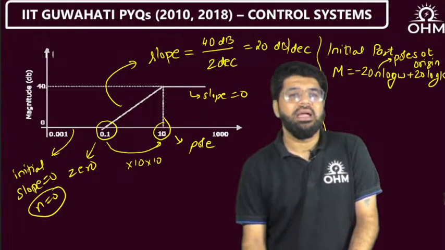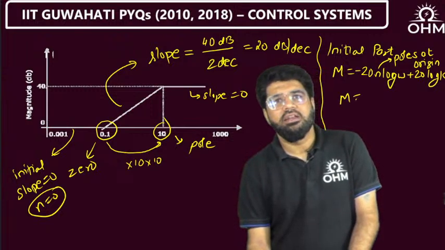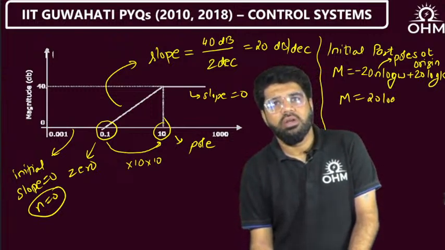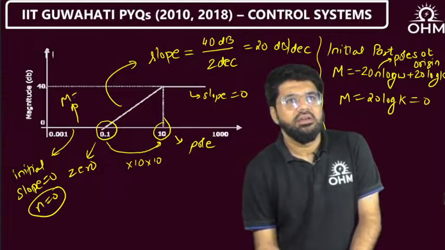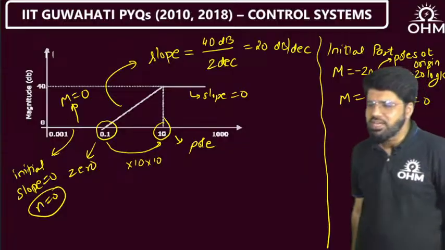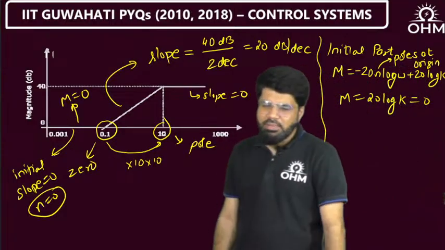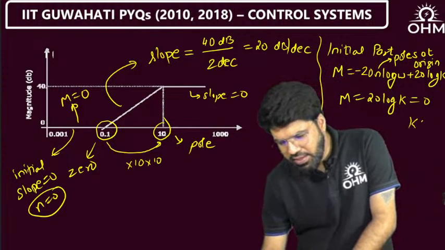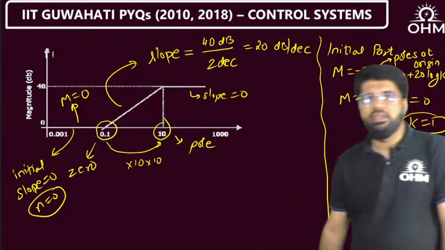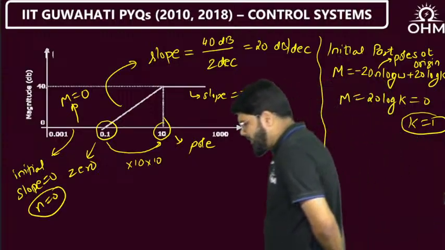So the initial magnitude should only be written as 20 log k, and that is also 0. What is the initial magnitude? You see here, initial magnitude is 0, it's on the x-axis. So if you write the initial magnitude as 0, that means 20 log k is 0, and because log 1 is 0, k equals 1.